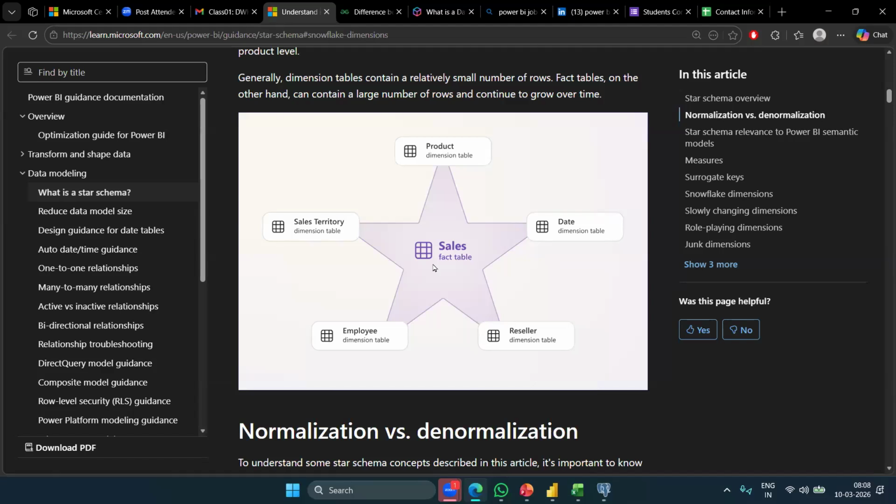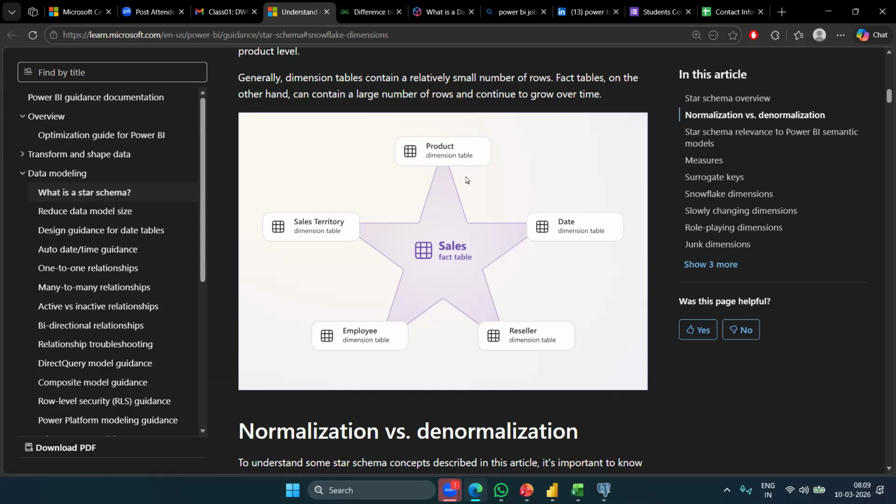We are terming the central table as a fact. The reason is it is going to store the facts. When we say facts, we mean a transaction or an observation, and that is supported by the dimension tables. So these products tables, we call them dimensions, right?